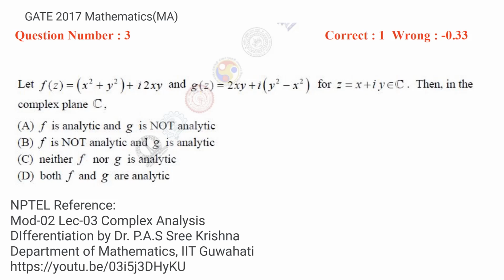Then in the complex plane C, the four given options are: option A, f is analytic and g is not analytic. Option B, f is not analytic and g is analytic. Option C, neither f nor g is analytic. Option D, both f and g are analytic. So by just looking at the options, we can observe it is asked to check which function is analytic, f or g, in the whole of complex plane C.